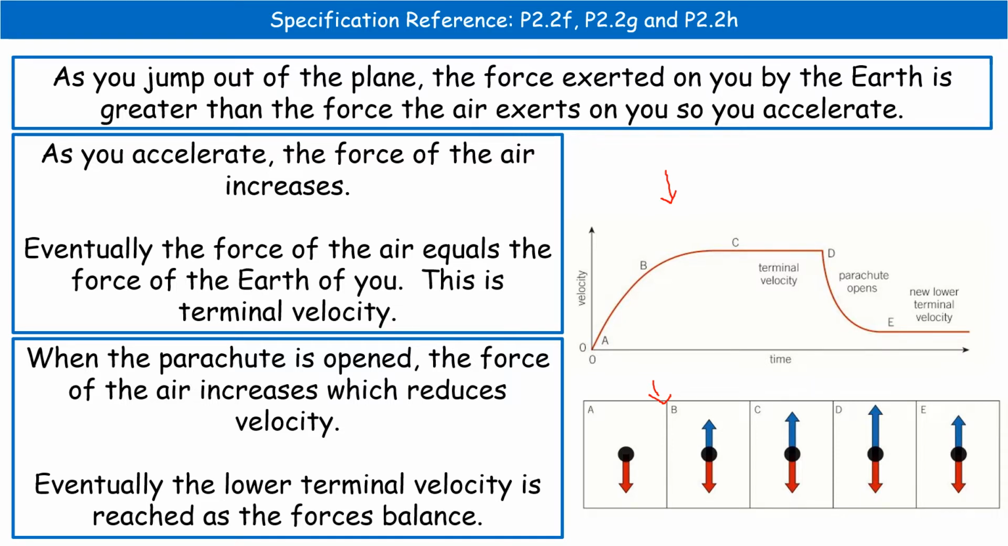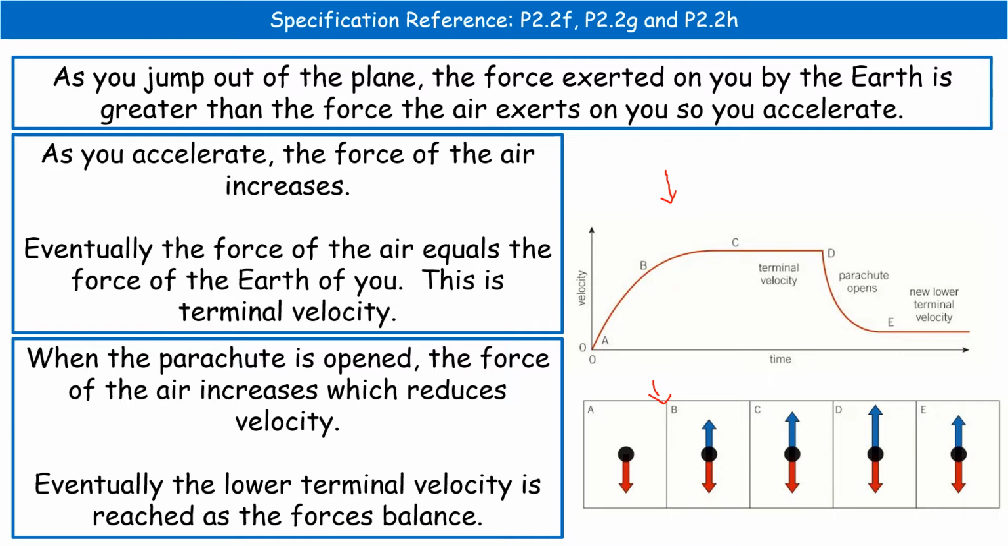When we get to point D, they open their parachute, and as a result of that, we've got a much larger surface area, so drag increases. Because of that, drag is greater than the weight, and as a result, the velocity is going to slow down, so we have a deceleration there.